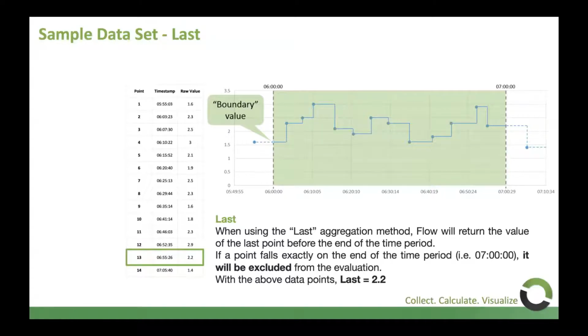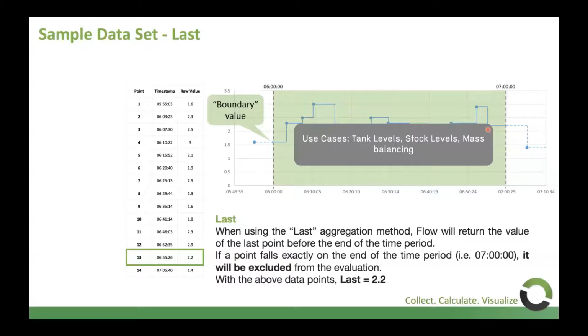If a point is outside of that, obviously it will be excluded from the evaluation. And let's say we were very lucky and the historian recorded a value exactly on 7 o'clock, it will not be used in the last retrieval. That will move over to the next time period. So if I had a point exactly at 7 o'clock here, we will not record that as the last. This point will still remain the last point that we will retrieve for this hour, and the other point will move over to the next hourly time bucket. So in this case, our last value is 2.2.